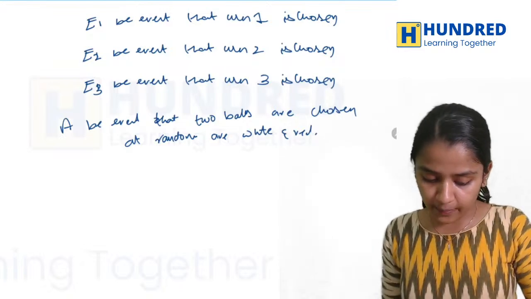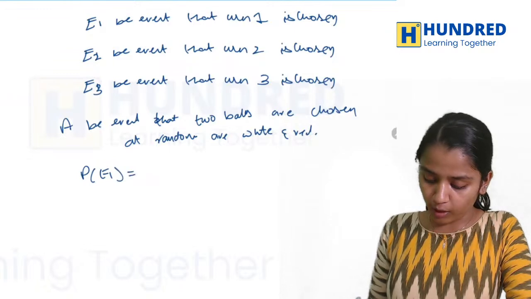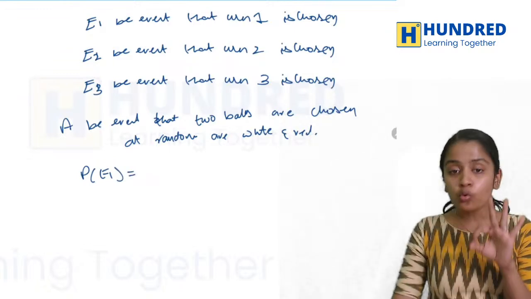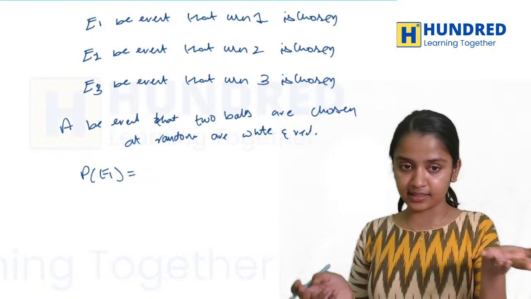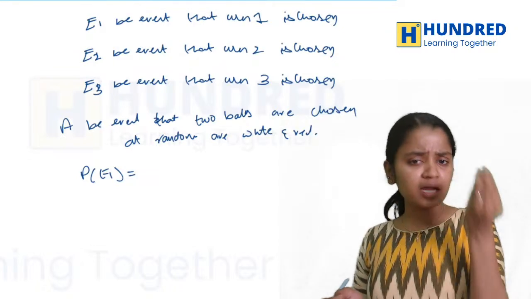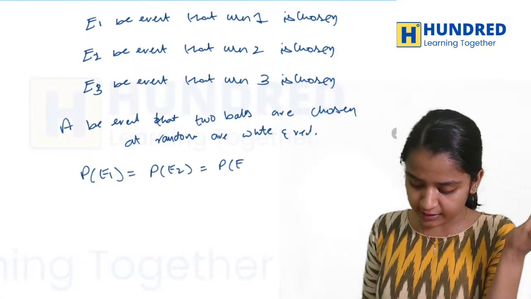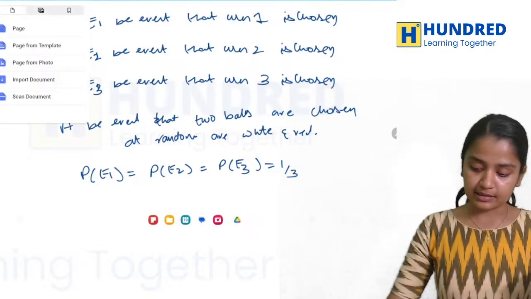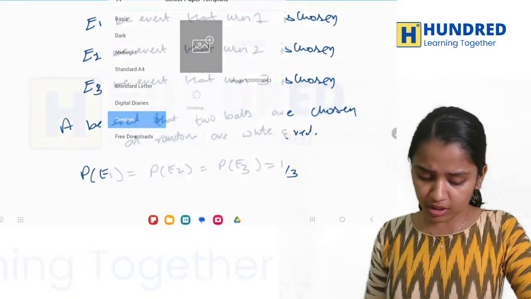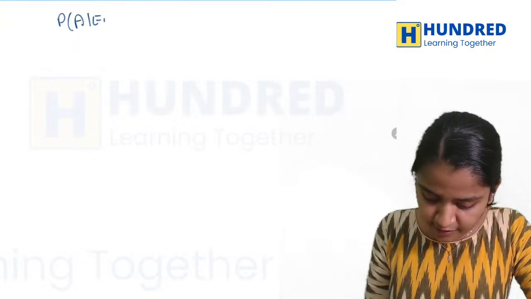Now what am I supposed to find? I have to find P of E1. What is P of E1? What is the probability of getting one urn out of three? It is 1/3. Similarly E2 is one urn out of three. So P of E1 equals P of E2 equals P of E3, which equals 1/3. Okay? Next, P of A given E1.